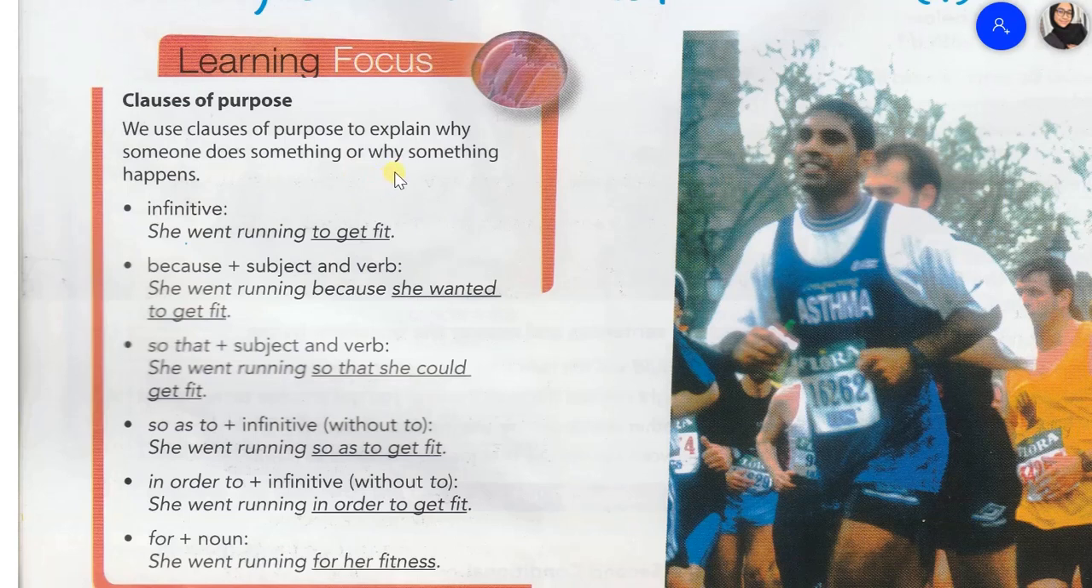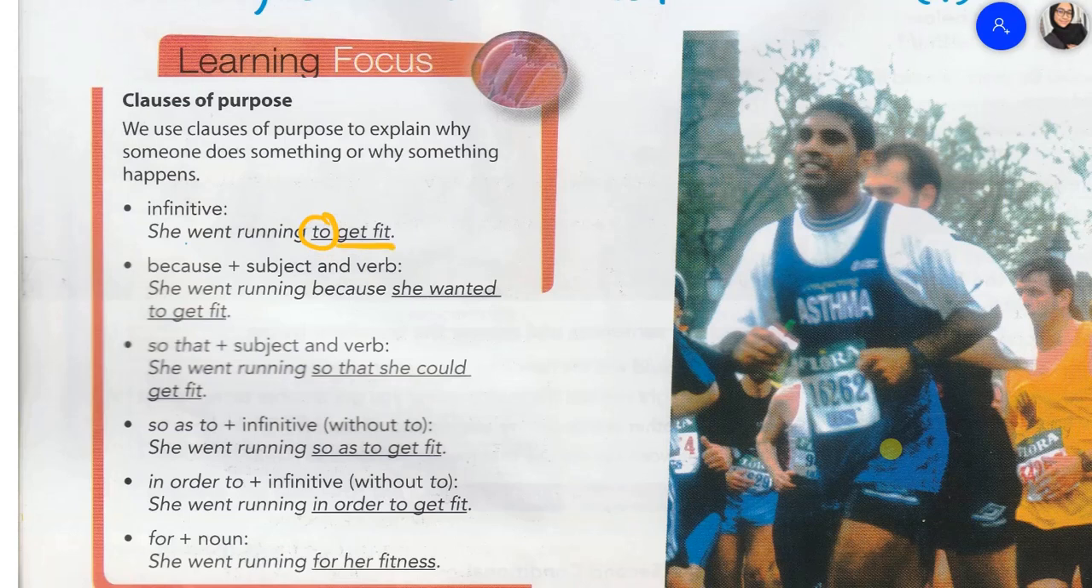Okay, let's look at the structure of clauses of purpose. The first one, we have infinitive. It will look like this: She went running to get fit. When you see infinitive, it means that the structure contains 2 parts. The first part is the infinitive to, the word to, and then followed by the verb, get fit.